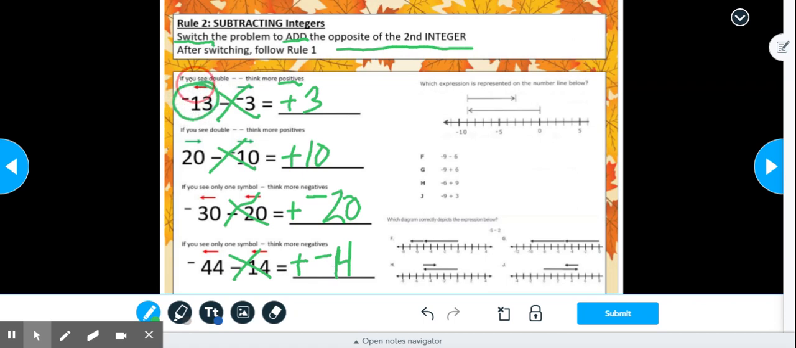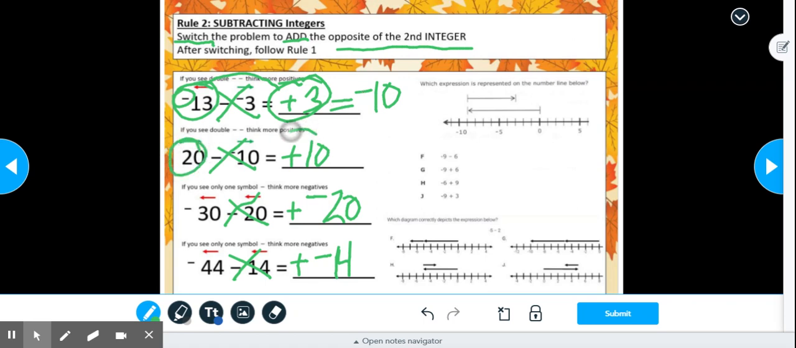So now we have 13 negatives and 3 positives. Now we follow our adding integer rules. 3 positives will cancel out 3 of the negatives with 0 pairs, and you're left with negative 10. These are different signs, negatives and positives, so we subtract the numbers. 13 minus 3 is 10, and you have more negatives, so your answer is negative 10.